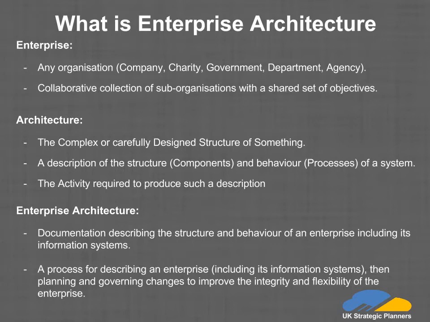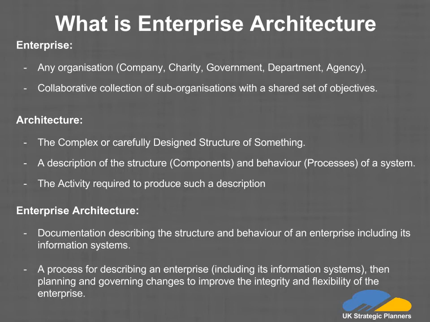The second part is architecture. At its most basic, anything has an architecture. Living things have an architecture, chemical compounds have architecture. It's anything with a complex or carefully designed structure. On the whole, however, we're trying to think about systems of various different sorts. Think of a whole enterprise as a system.